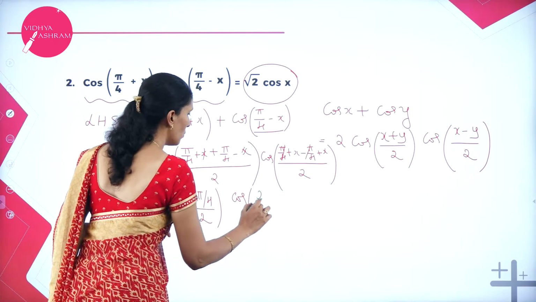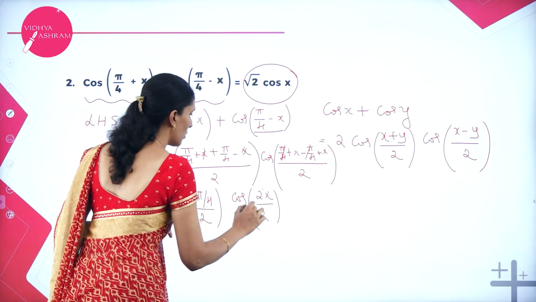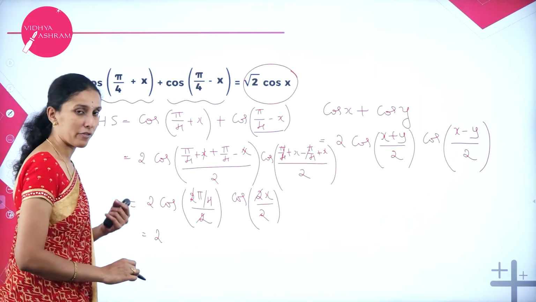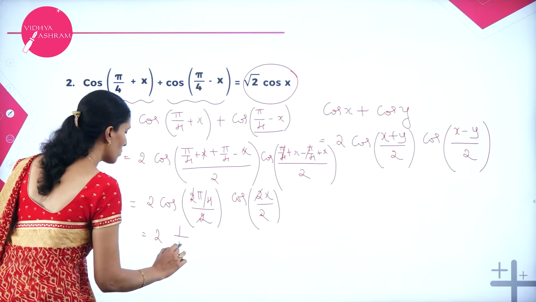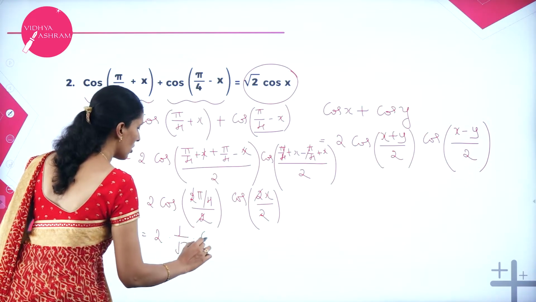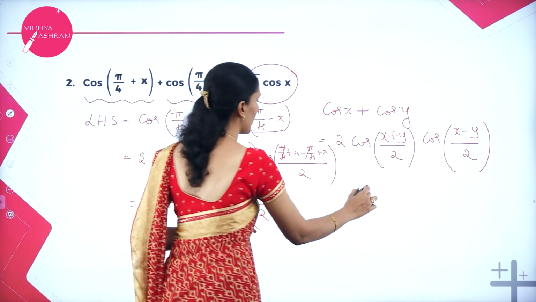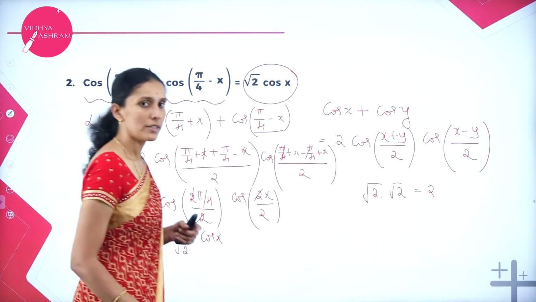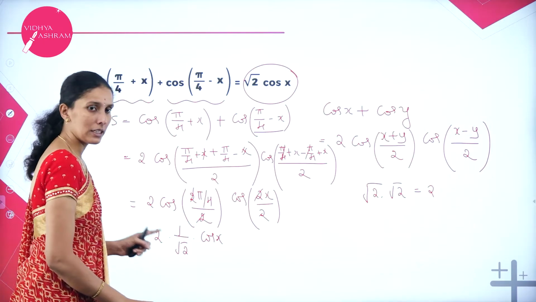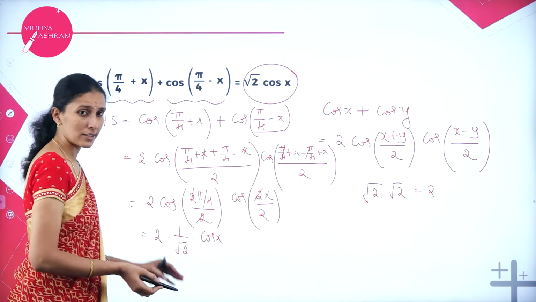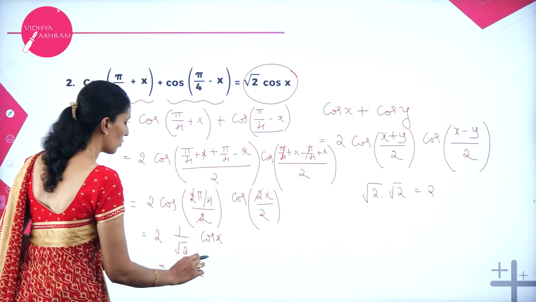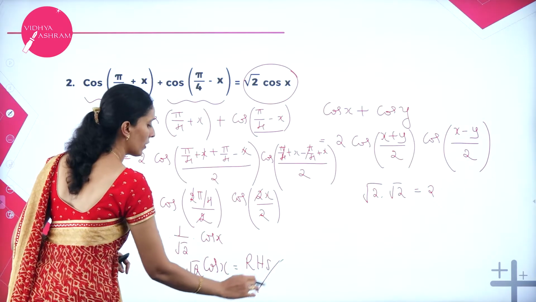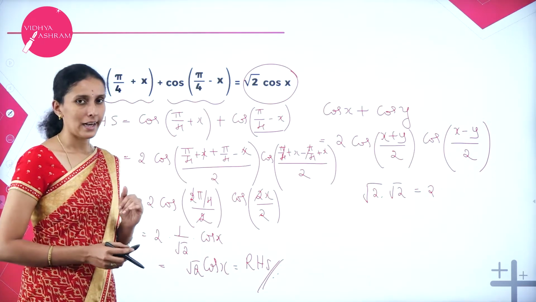So you will get 2 cos x by 2. 2 get cancelled, 2 get cancelled. What is the value of cos pi by 4? It is 1 by root 2. And this is cos x. So 2 is nothing but root 2 into root 2. Correct? 2 is root 2 into root 2. So when you cancel the root 2 here, or when you rationalize the denominator, you will get this as root 2 cos x. That is equal to your right hand side. Hence we proved it. Once again I'll explain here.